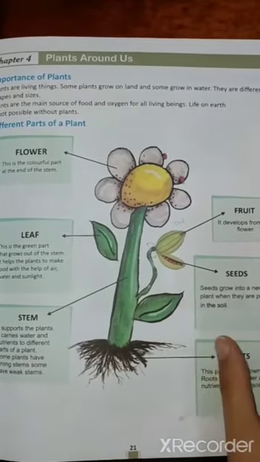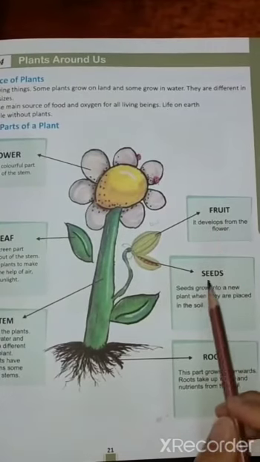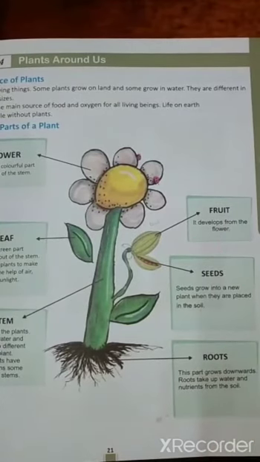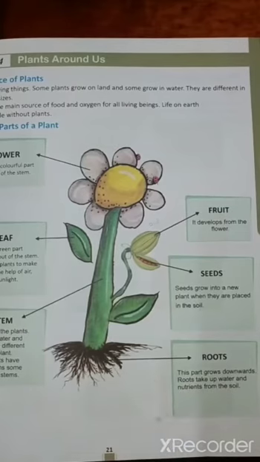And we have read about the fruit. It develops from the flowers. Then we have read about the seeds, which grow into a new plant when they are placed in the soil. And then we have read about the roots. These parts grow downwards into the earth, and roots take up the water and nutrients from the soil. As you can see, these all are the different parts of the plants.